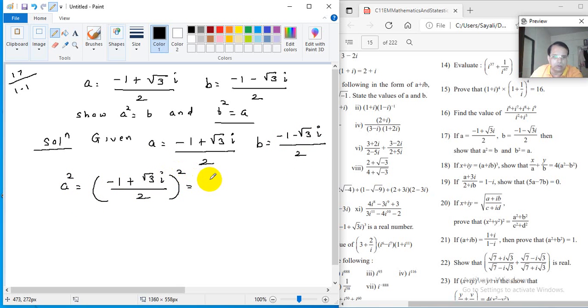So what I have to do? (-1 + √3i)² upon 4. Now you can use this (a + b)² formula. Minus 1 is your a, √3i is b. So when you use that formula, what do you get?